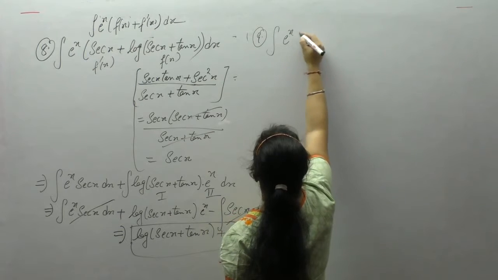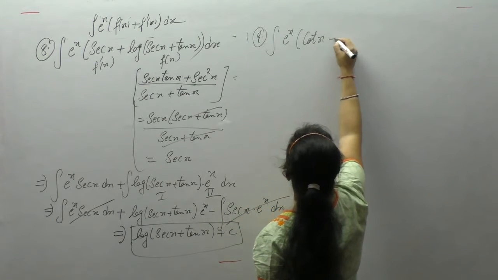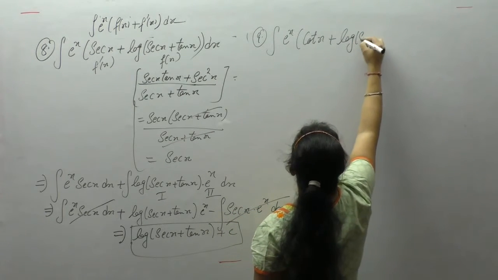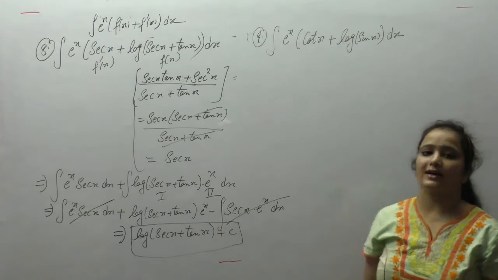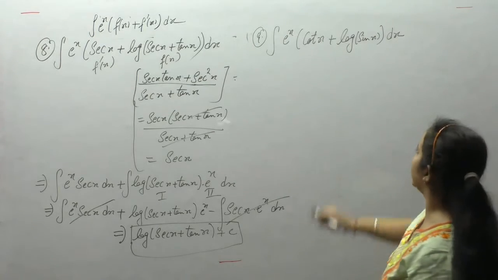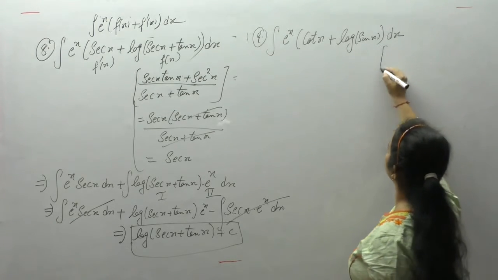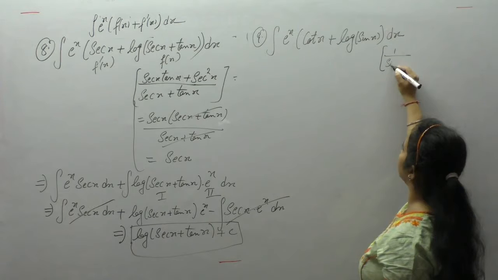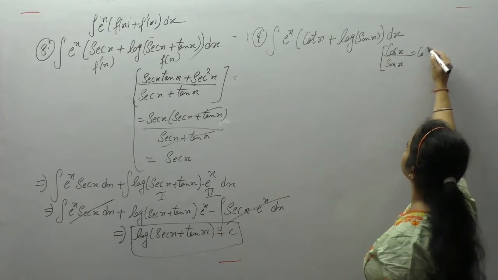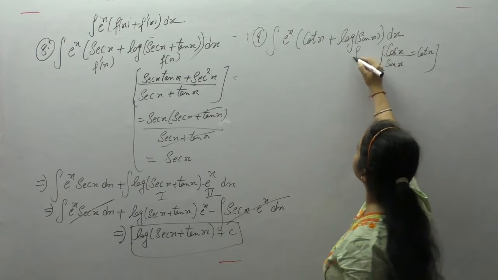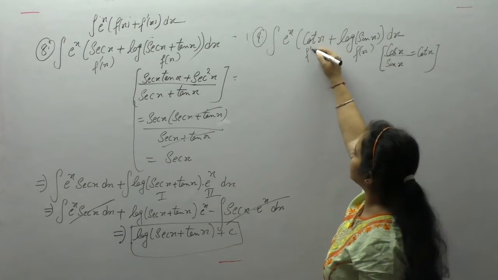Next is e^x [cot of x plus log sin x]. The derivative of cot x is minus cosec squared x, and the derivative of log x is 1 upon x. The derivative of sin is cos. Cos upon sin is cot. Now this term is f of x and this is f dash x.